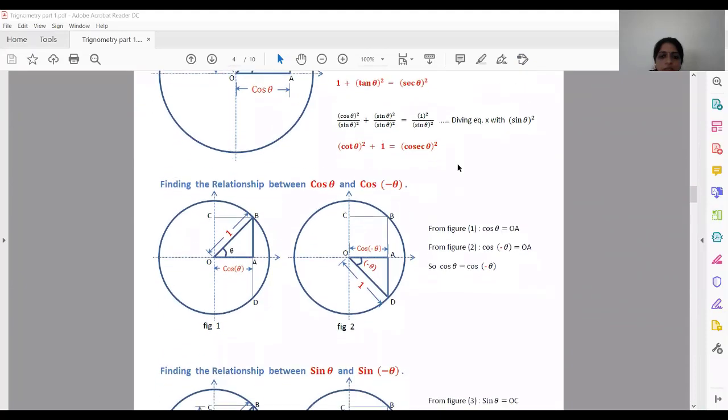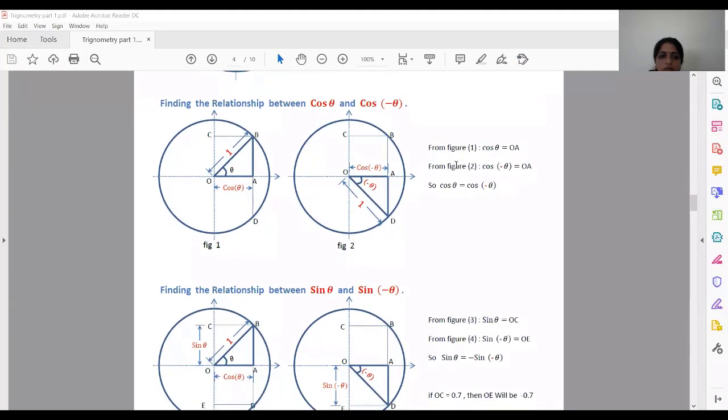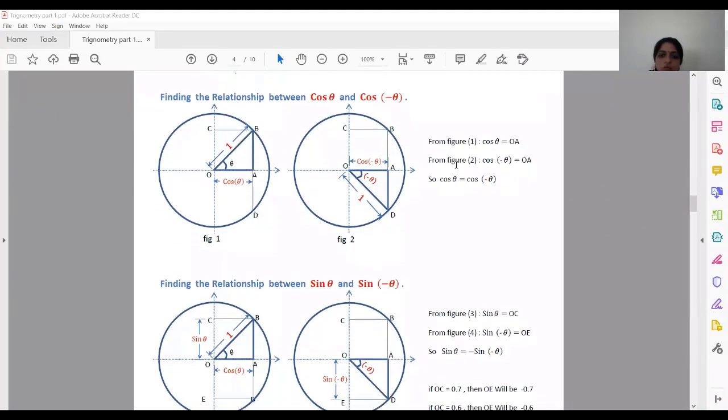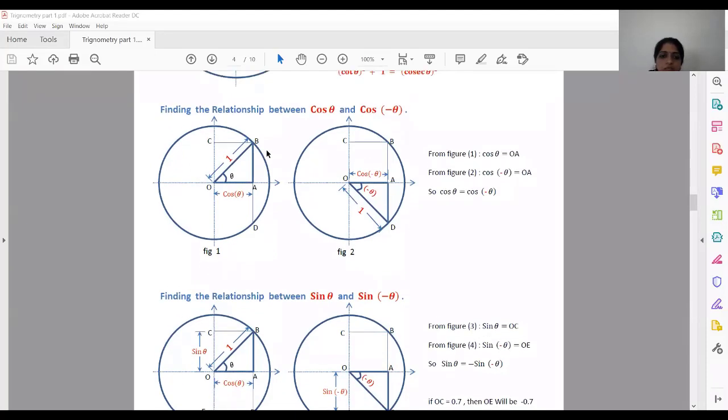Now, finding the relation, this is again one more theorem. Finding the relationship between cos theta and cos minus theta. Students, here again we take a unit circle. This is our right angle triangle. Here we are talking about cos theta and cos minus theta.